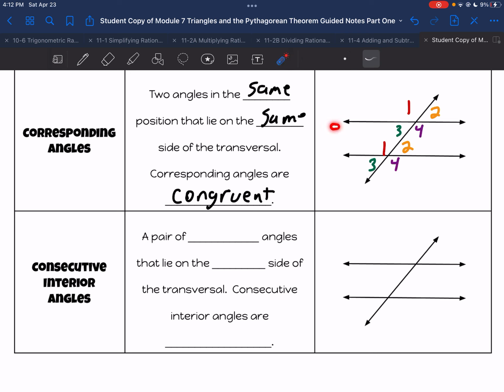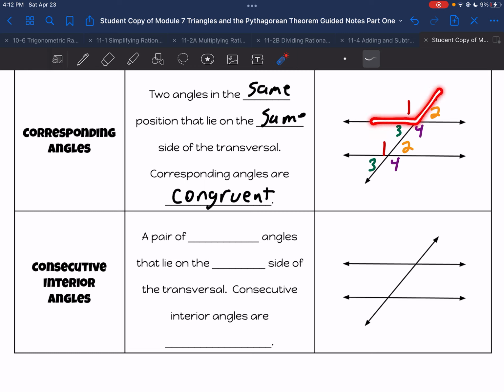So again, if we look at our parallel lines on the transversal, 1 is going to be above the parallels and to the left of the transversal. 2 is above the parallels and to the right of the transversal. Same for 3 and 4. 3 is below and left. 4 is below and right. They are congruent. They are exactly the same.